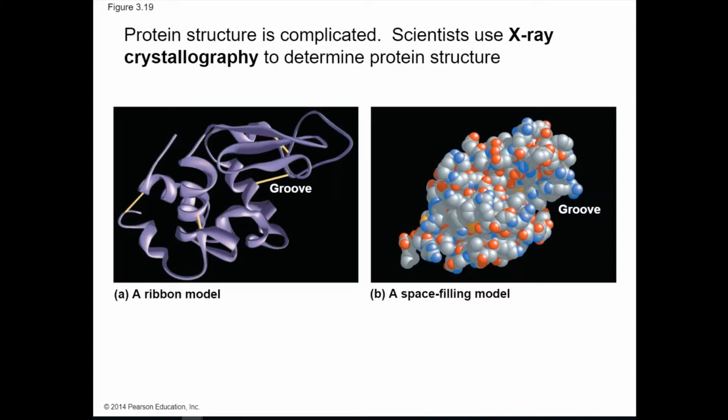translated, but in X-ray crystallography, what actually happens is X-ray beams are shot toward a protein, and how they diffract, or how they bounce off the molecule, is how scientists determine their overall shape. So it's a complicated process.